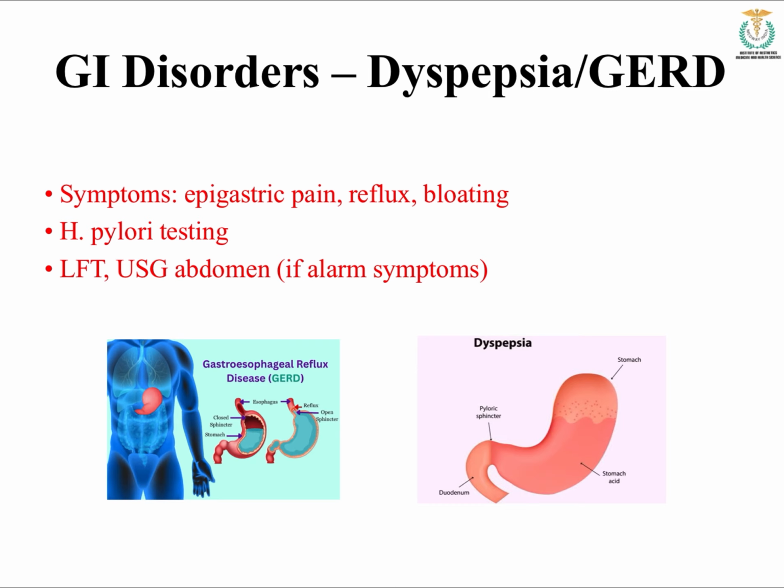So we'll discuss the presentation and investigation. Patients with dyspepsia report epigastric pain, heartburn, acid regurgitation, bloating, or early satiety. The first line of investigations depends on the age and the red flags, like H. pylori testing, urea breath test, or stool antigen in appropriate patients. LFTs if hepatobiliary disease is suspected, and abdominal USG if RUQ pain or a palpable mass is present.